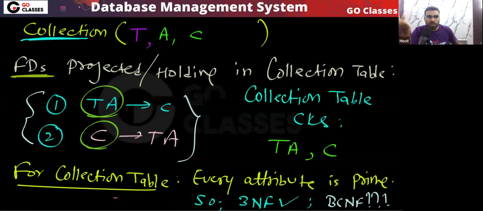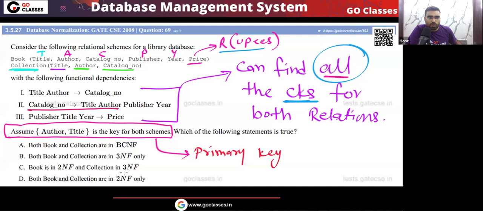Now, did you understand this question? Please tell me. Did you crystal clearly understand this question? So this collection table is definitely in BCNF. Now let's see about the book table. What are the attributes in the book table? In the book table, we have T, A, C, P, Y, R. So these are the attributes.